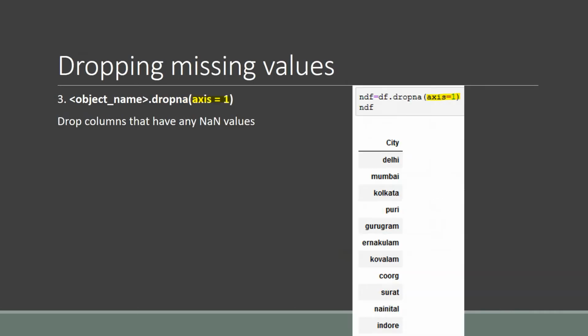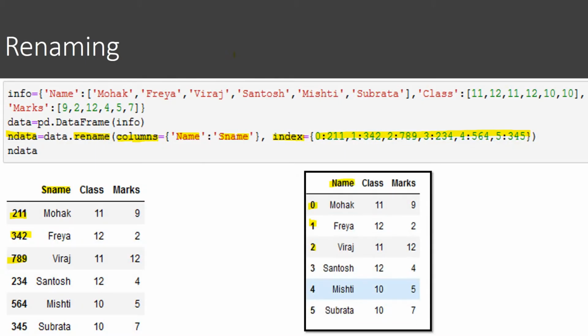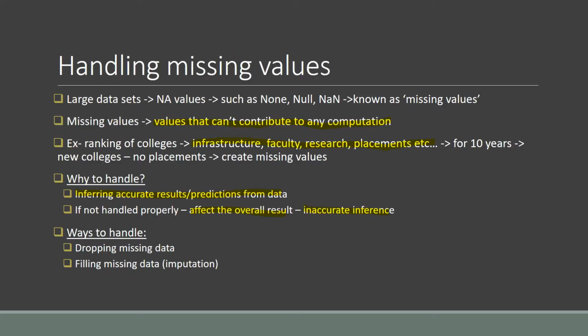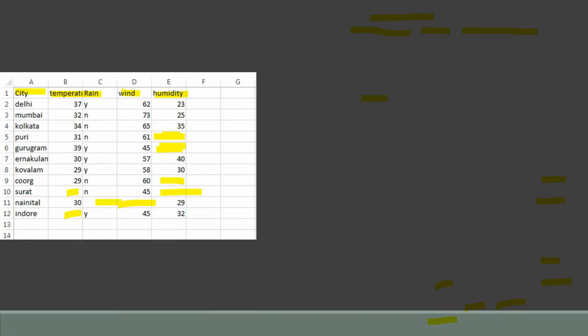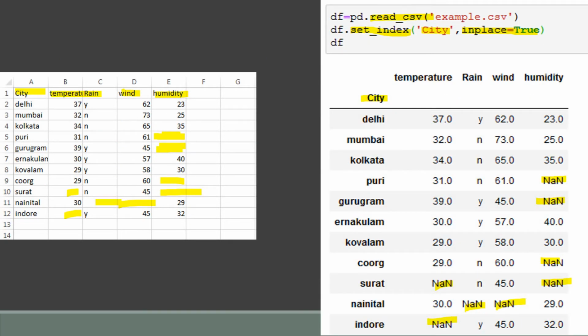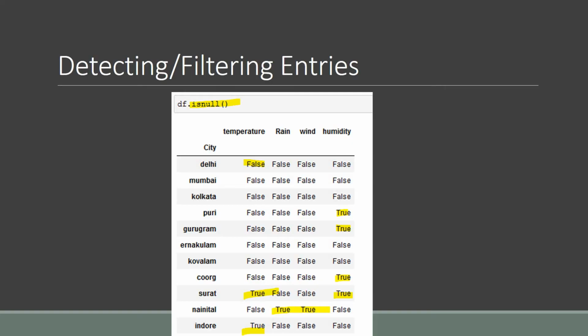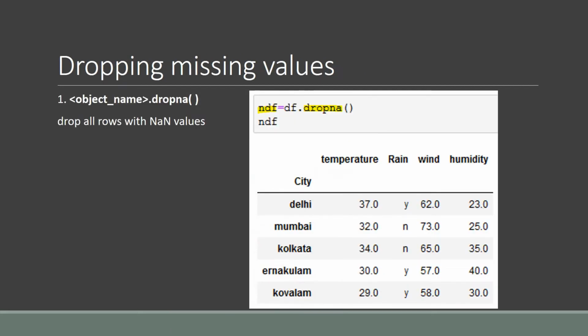In today's class, we learned about renaming a column or an index name by using the rename function. Then we came to understand what the missing values are, why to handle the missing values, and ways to handle the missing values, which are two ways, dropping and filling. So first I converted my CSV file to a data frame for representing the NaN values. Then I detected by using the isnull function whether my data frame is having NaN values or not. After that we used the dropna function for dropping the missing values.